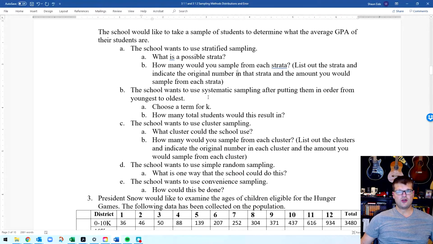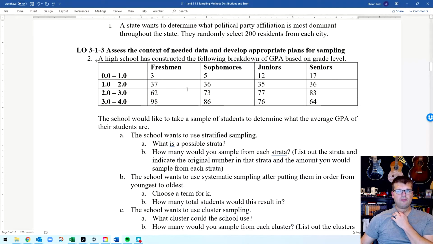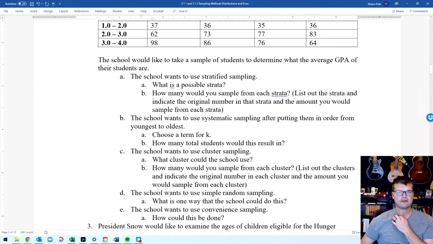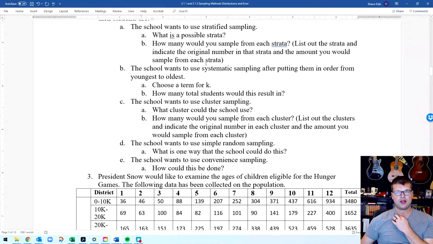So the school wants to use systematic sampling after putting them in order from youngest to oldest. Choose a term for K. Now, remember this K is, in other words, every 10th, every 11th, every 12th, every 13th, whatever. So if you use every 5th, and you look at all of this right here, how many total students would you have? Okay. So it doesn't matter what K you use. I wouldn't do like 1 or 2, because that would barely be a sample. That'd almost be the population. Well, 1 would be the population.